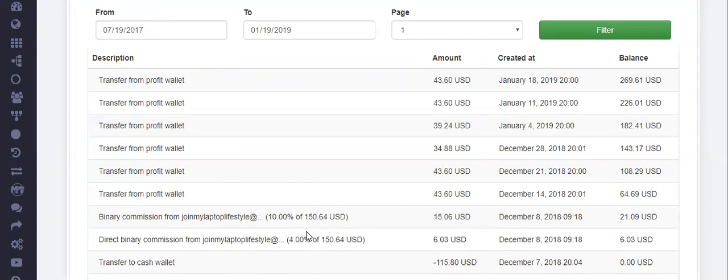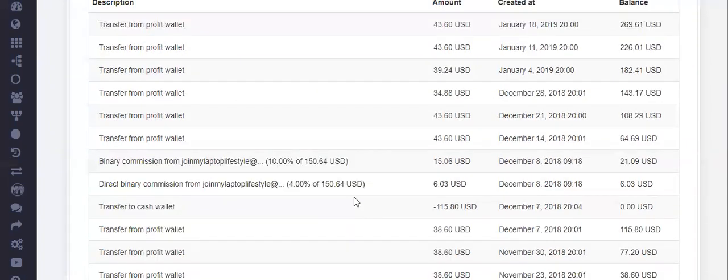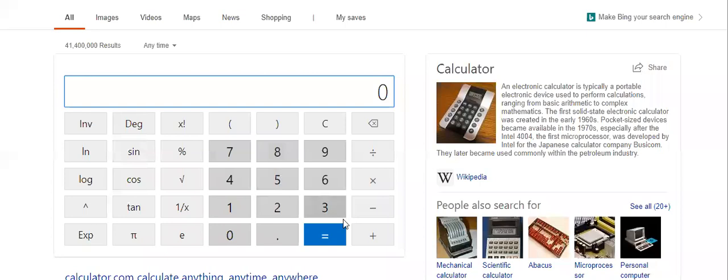It's that simple. But I want to show you guys what I made for the month of December, just to give you guys an example of how things work. So let's look at everything I made just for December alone. Let's start off right here with $38.60.